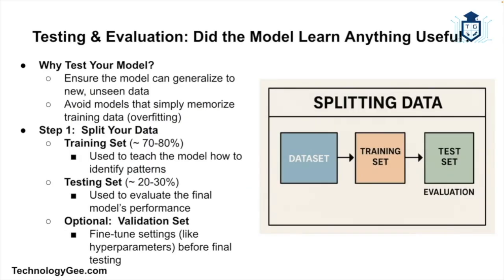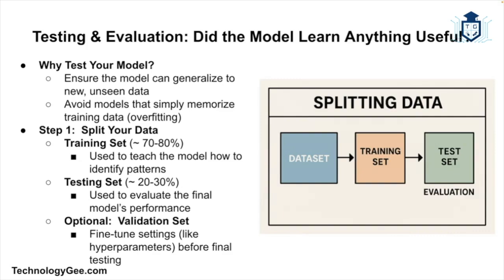All right, so next let's talk about testing and evaluation. Your model has been trained. Now what do you do? Well, you need to evaluate it. Basically, you're testing how well it performs on new and unseen data. Why are you doing this? Because we don't want a model that just memorizes the training data. We want one that generalizes to new examples. And how do you do this?